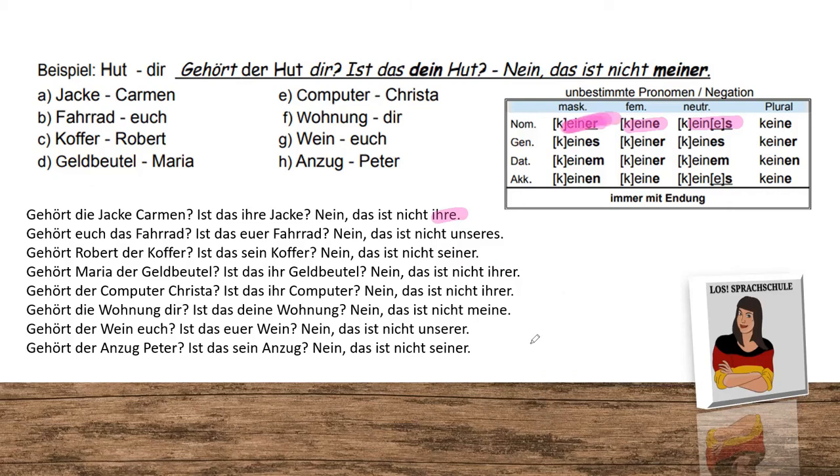Gehört die Wohnung dir? Ist das deine Wohnung? Nein, das ist nicht meine. Gehört der Wein euch? Ist das euer Wein? Nein, das ist nicht unserer. Gehört der Anzug Peter? Ist das sein Anzug? Nein, das ist nicht seiner. As you can see, it's making quite sense.